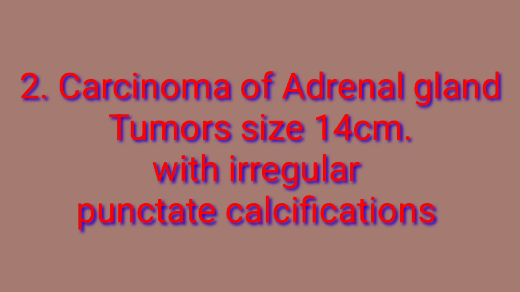In adults, the differential includes carcinoma of the adrenal glands. The characteristic of carcinoma of the adrenal gland is that the tumor would be large in size, maybe 14 centimeters. This is one of the characteristics of adrenal cancer. As far as the calcifications are concerned, they would be irregular and punctate calcification with a large tumor of the adrenal gland. So you must think of carcinoma of the adrenal gland.